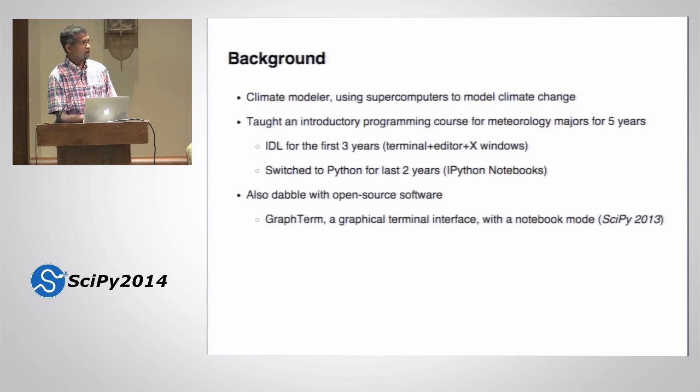So my background about myself, I'm actually a climate modeler. I use supercomputers to model climate change, and I also teach courses in meteorology. And I've been teaching an introductory programming course for the last 5 years for meteorology majors. I've used IDL for 3 years, and for the last 2 years we switched to Python, and we've been using IPython notebooks for the last 2 years, more so this year than last year. And I also dabble in open source software, and actually last year in this conference I talked about a software called GraphTerm. That's actually what I'm using right now.